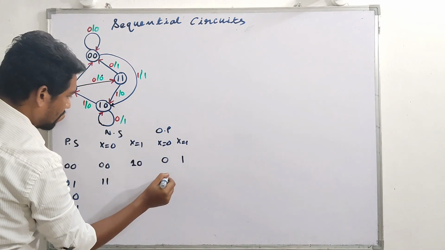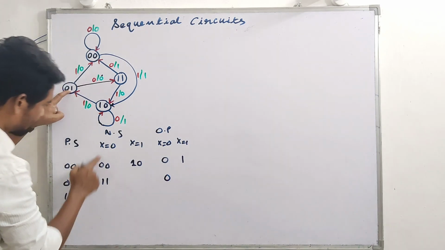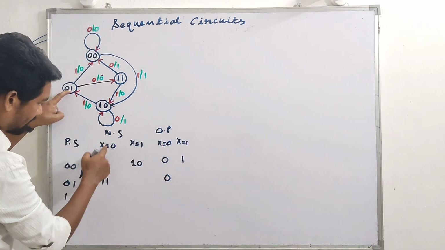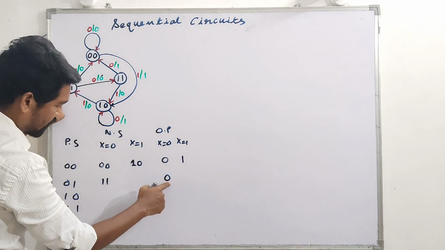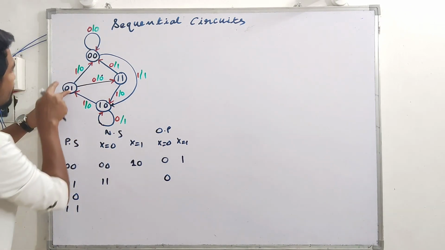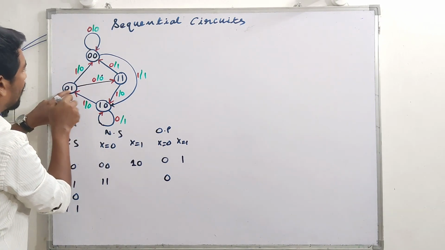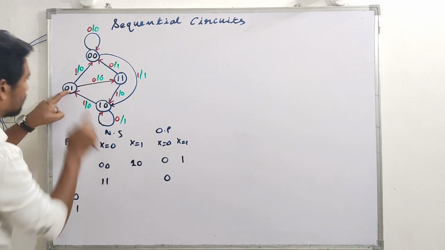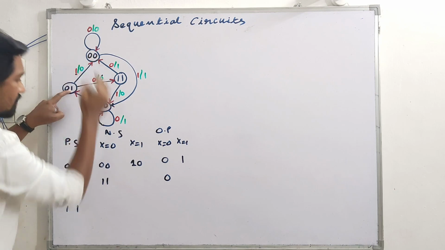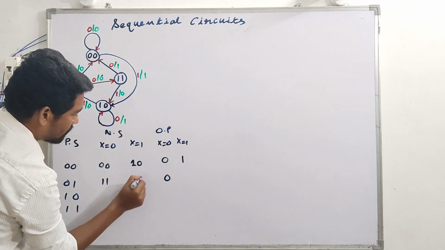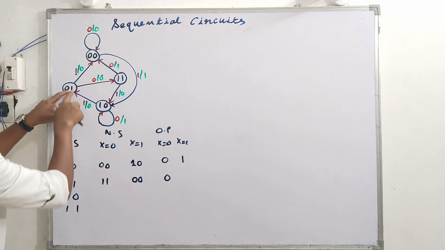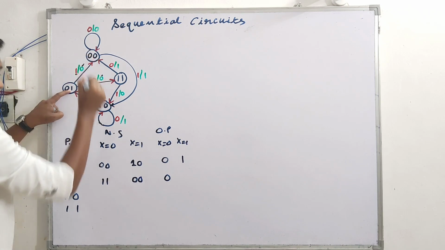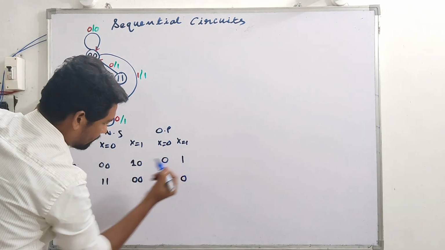This one indicates it's a 0. Alright, with x equal to 0, the next state is 1 1, and the corresponding output is 0. And for the same state, with x equal to 1, the next state is 0 0, and the corresponding output, after the slash, is 0.